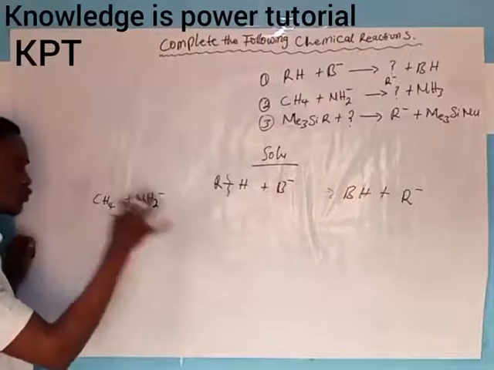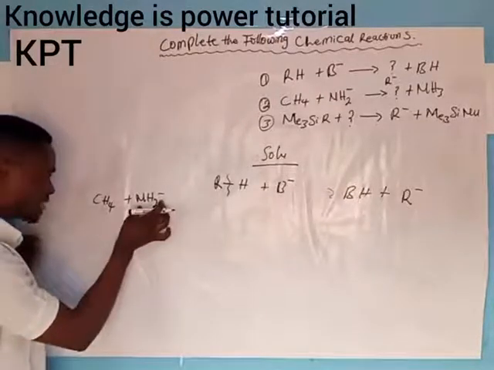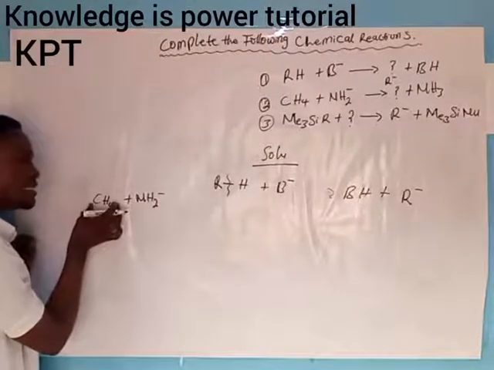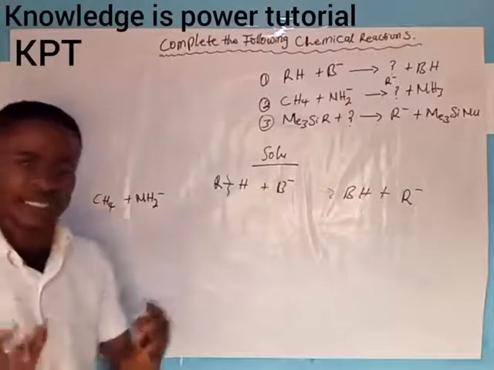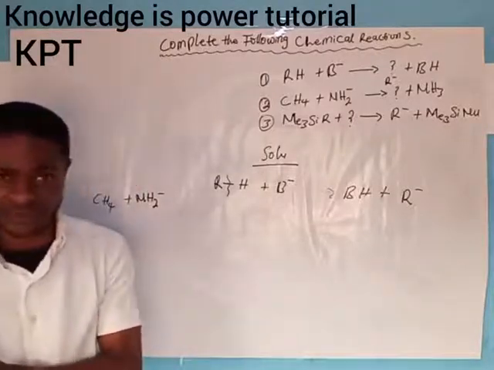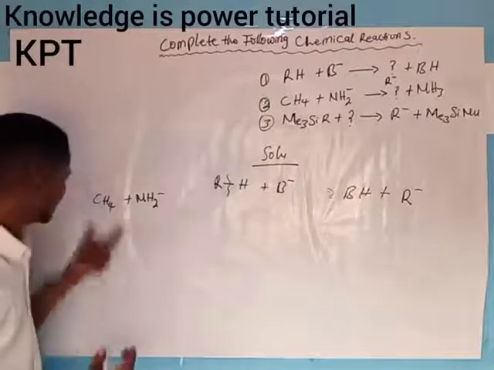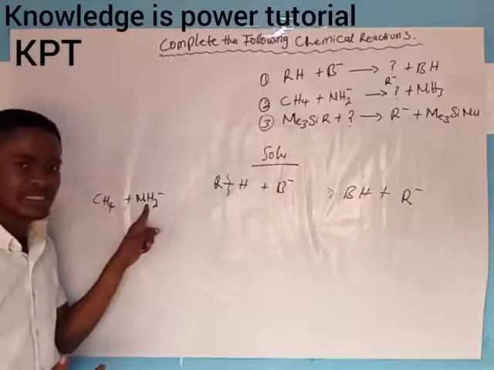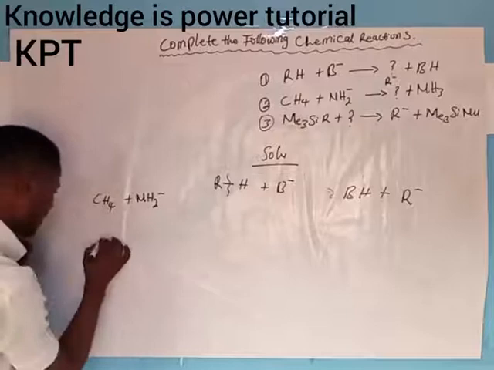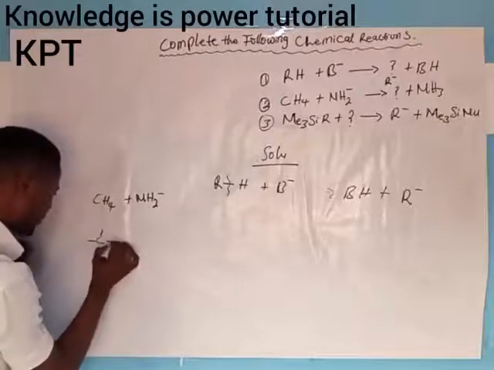This CH4 is a neutral species, and for it to react with this at all, it must arrange itself in such a way that there will be a negative species and a positive species, such that the positive species from here will come and attack this negative species. Please follow me. So if I arrange it, I'm going to have this.